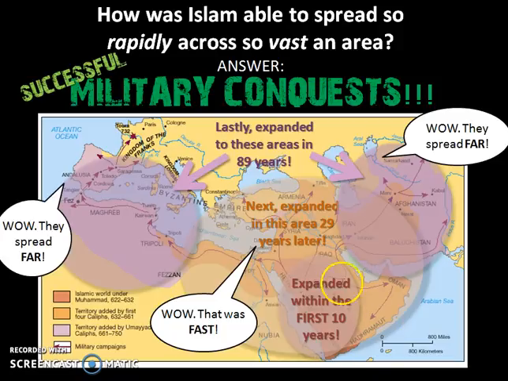So this area right here expanded within the first 10 years under Muhammad, and then within the next 29 years expanded this much under the first 4 caliphs, and then under the Umayyad caliphs, they were able to venture into Europe.